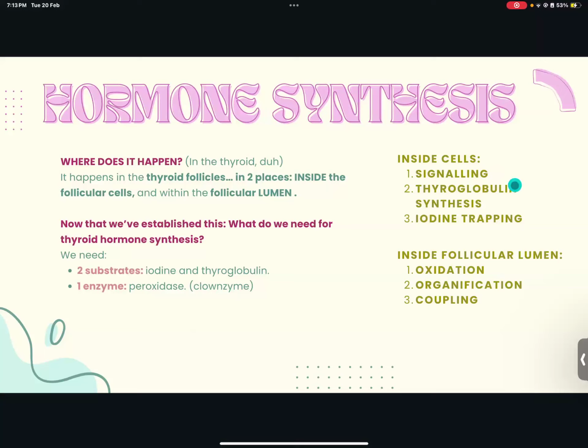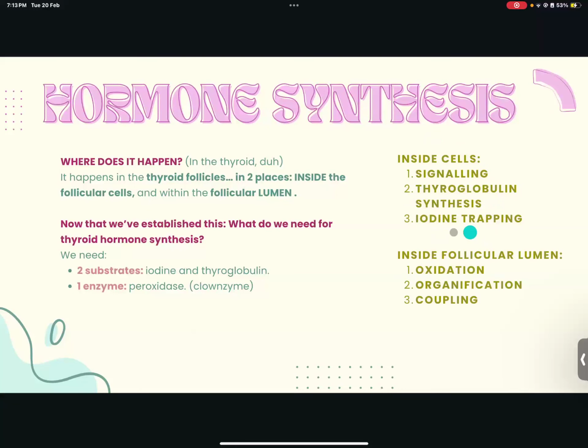And then you have thyroglobulin synthesis, which also happens inside the cells, and then thyroglobulin is released into the lumen. And then you have iodine trapping, because it makes sense. You need iodine to make thyroid hormones, and therefore you need to trap iodine into the follicles. Now, this is what happens inside the cells.